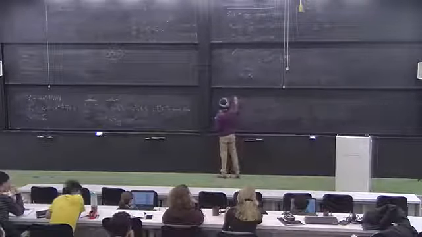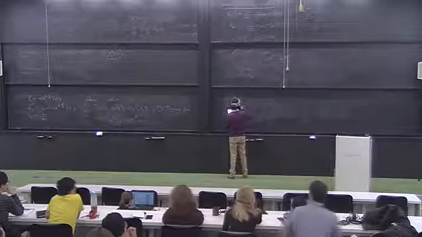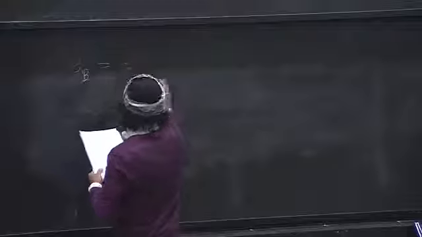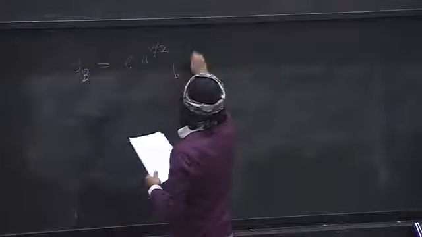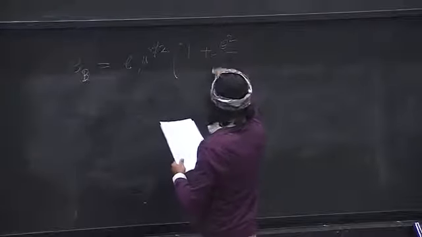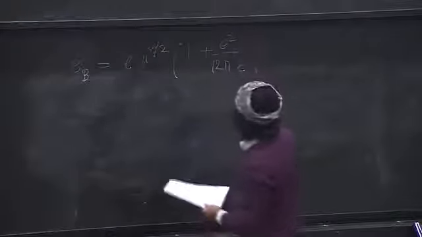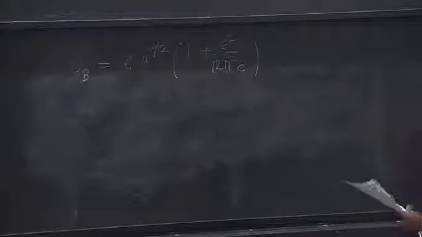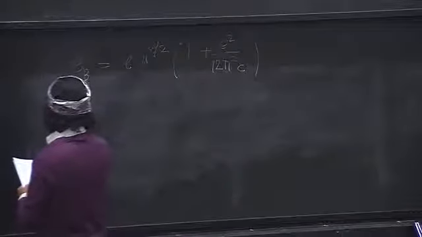So how do we do this? The bare coupling constant is given by e, which is the renormalized coupling constant, times mu by 2, to the power epsilon, times 1 plus e squared over 12 pi squared epsilon. So this is our formula. Now, we take the logarithmic derivative of this.